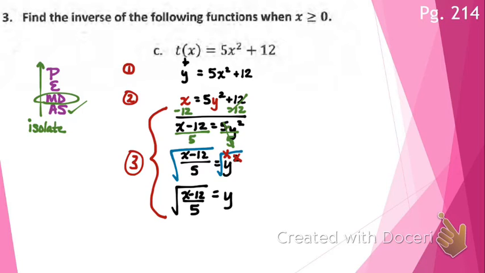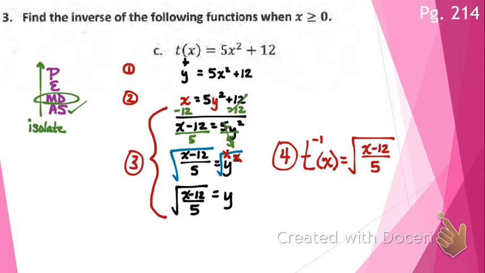Switch. Switch what? You make the y back into the t, but you do the inverse. So it's t inverse of x equals what? Radical x minus 12 divided by 5. Love it. And I'm done.